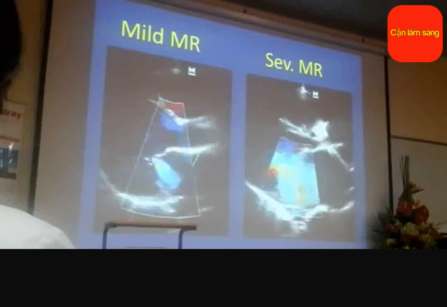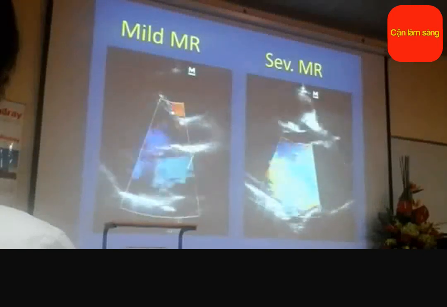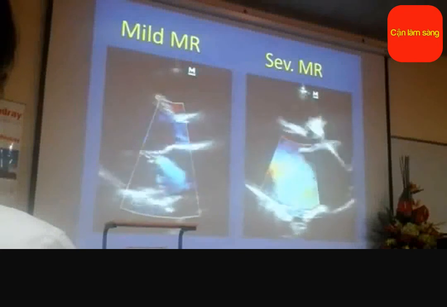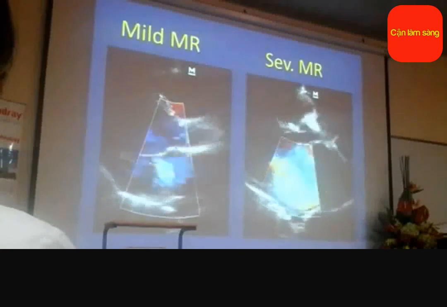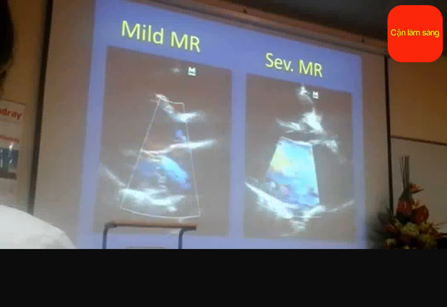But you also look at this left atrium, and this left atrium is not as enlarged as the one with the larger mitral regurgitation jet, the more severe.